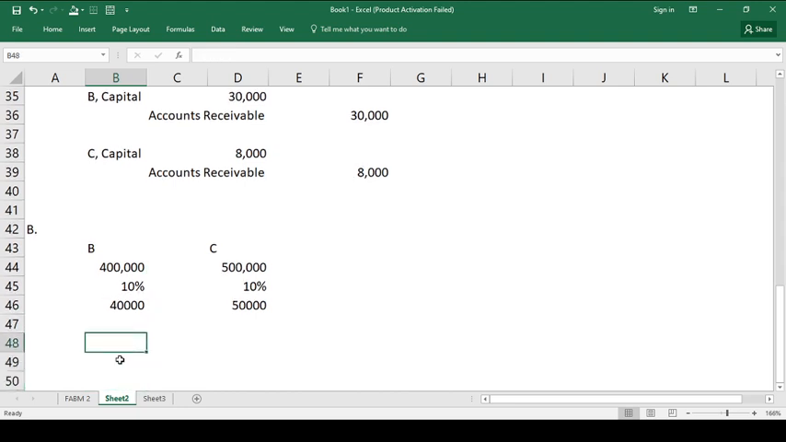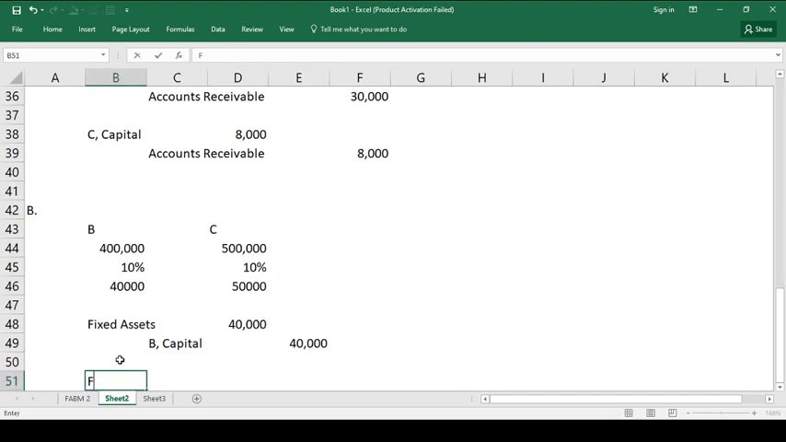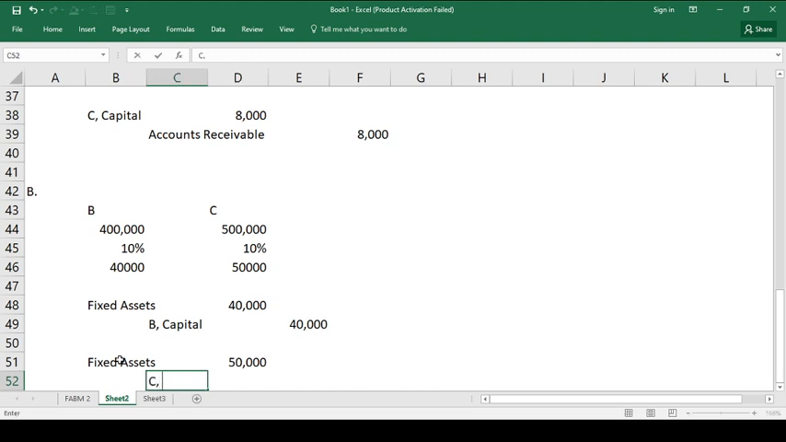Okay, so we need to debit fixed asset. Okay, for B, which is 40,000, and then ang sabi ko kanina, any adjustments shall be charged against the capital balance. So that would be fixed assets, and then B capital, dadagdagan po natin ng 40,000, and we have on C fixed asset of 50,000, and then credit to C capital for 50,000.